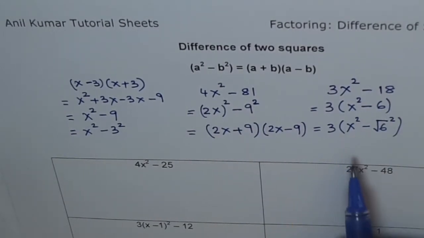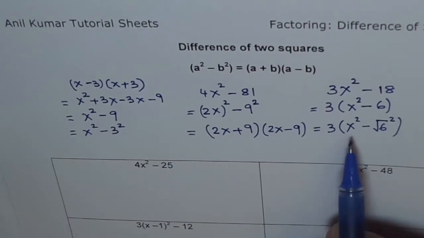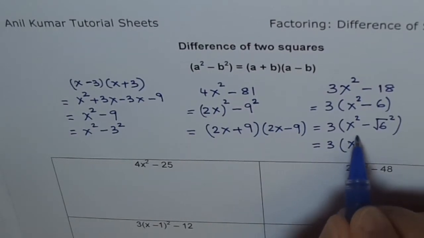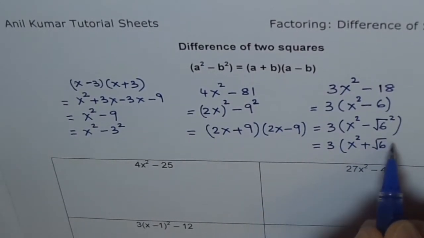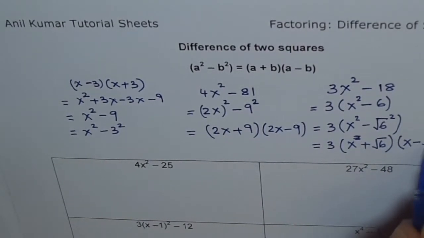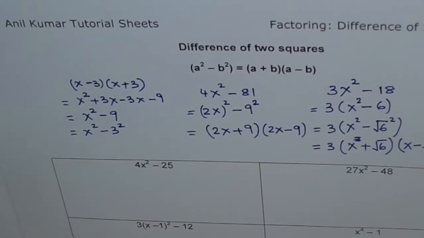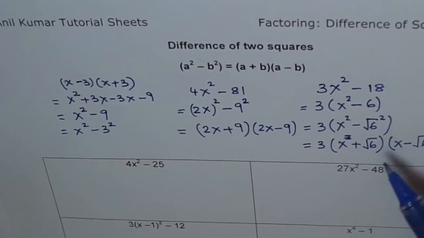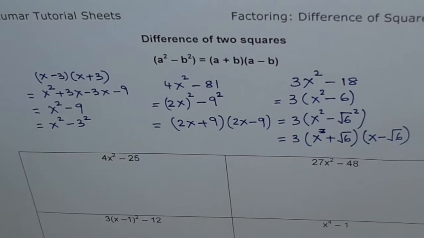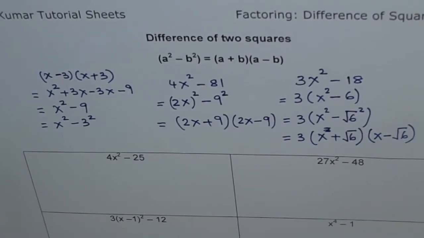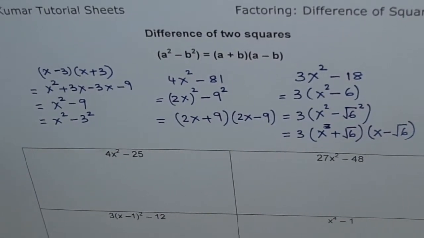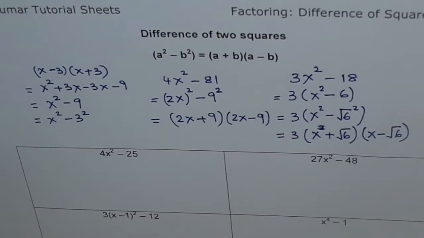So we ultimately got a difference of squares, and this can be factored as 3 times x plus square root 6 times x minus square root 6. I hope you remember these radicals. The square of this radical is 6, correct? So that's how you can factor them. So you may not always get a whole number, but you get a real number. So in the domain of real numbers, you can always factor a difference of squares.